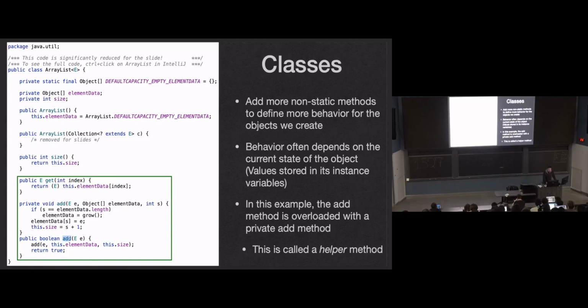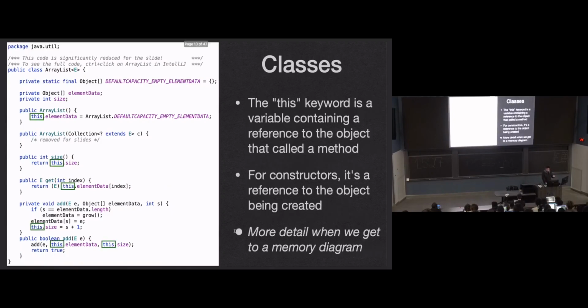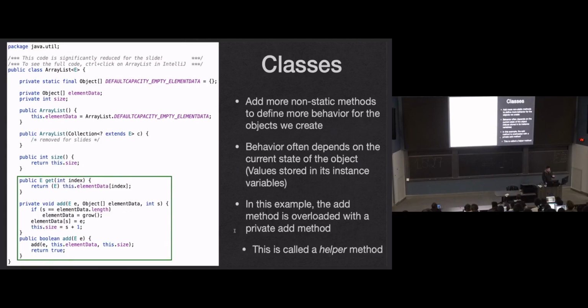And notice that the add method is overloaded. There are two add methods, one public and one private, one that just takes an element to add, and one that takes three parameters that does a bit more, where there's a bit more going on. This is common to have what we call a private helper method. But I want to talk about that right now, I guess. Let me briefly explain what this is doing.